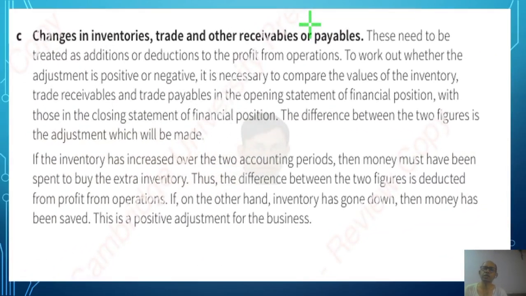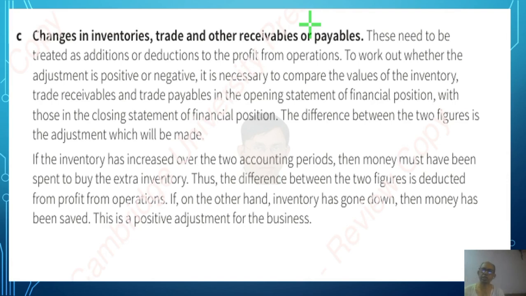Changes in inventories, trade and other receivables or payables. These are treated as additions or deductions to the profit from operations. To work out whether the adjustment is positive or negative, it is necessary to compare the value of inventory, trade receivables and trade payables in the opening statement of financial position with those in the closing statement of financial position. The difference between the two figures is the adjustment which will be made.